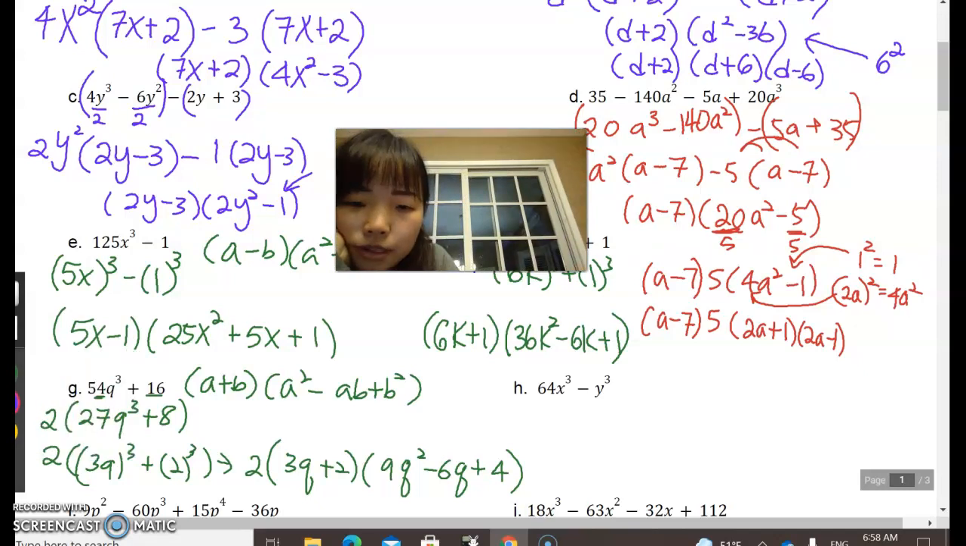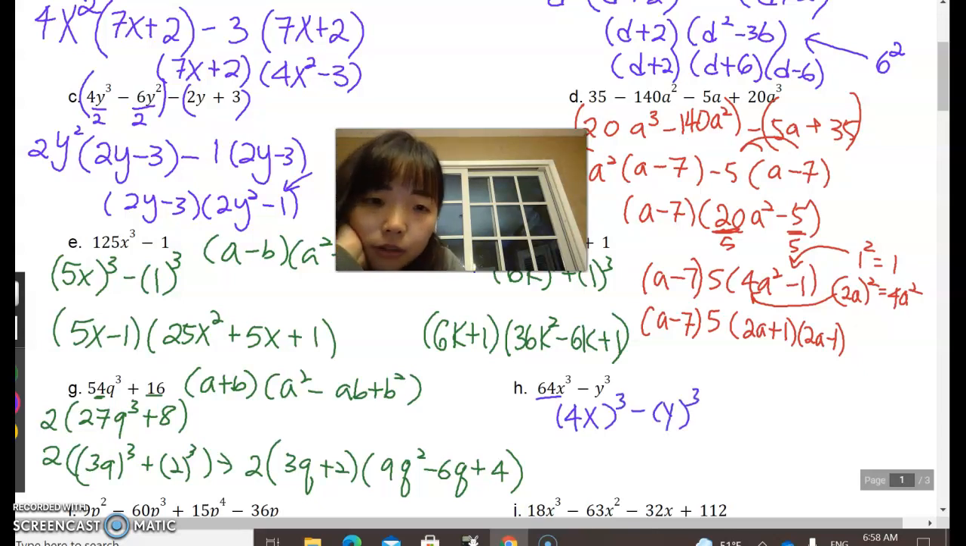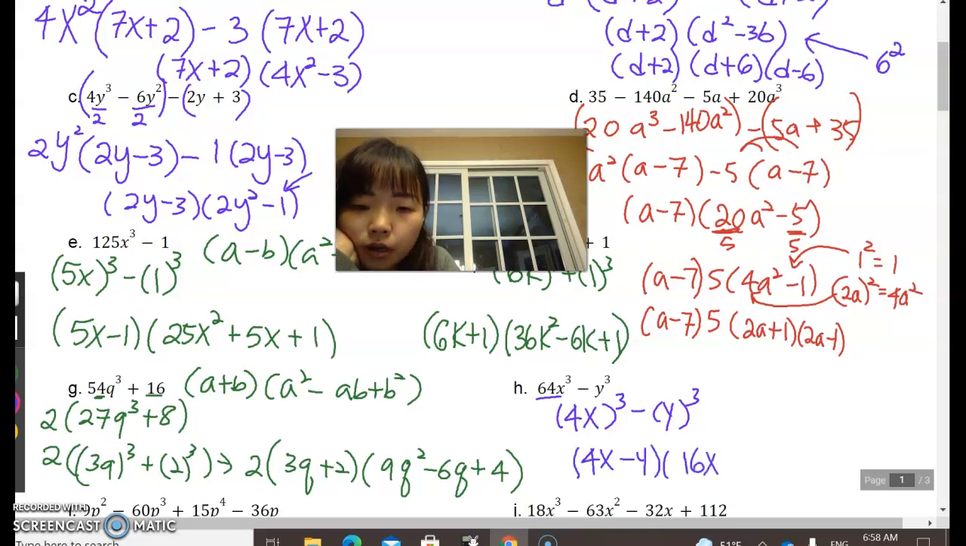This is so much to do. 64 is 4x cubed. And no, I do not memorize this formula all the time either. I just memorize it when we're doing this in the class. So a minus b, a squared plus ab plus b squared. Done.